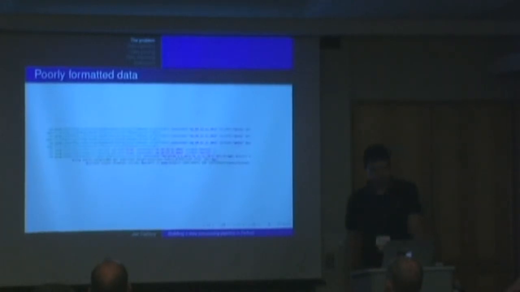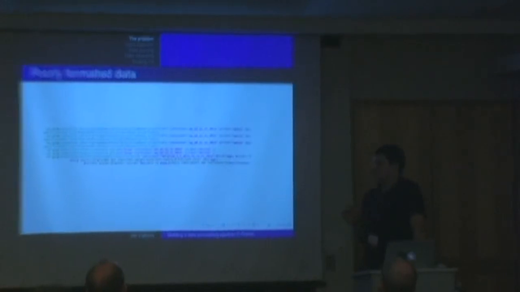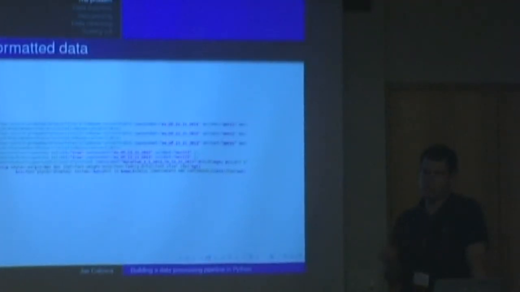OK, a quick review of the problem. So today, we have data that's pretty poorly formatted. This is an example of one of the documents that I use in my system. It's an XML-ish type of format called XBRL, used to transmit financial information. And as you can see, we have some HTML mixed in with some XML. And it's very confusing. And there's a lot of errors in these type of documents.